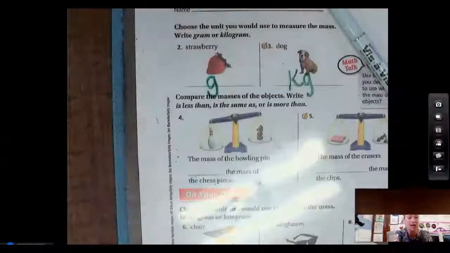So, if something is weighed down, that means it's heavy. If something is up in the air, it is light. If they are the same, that means they weigh the exact same thing.